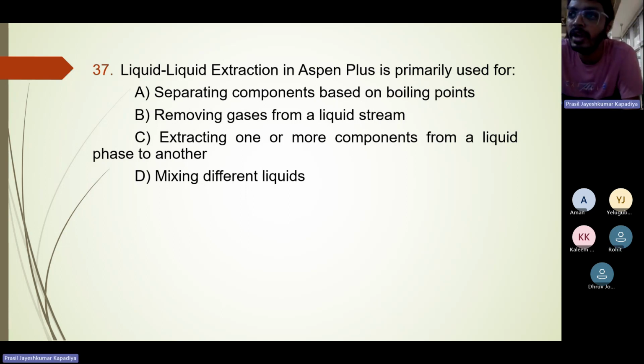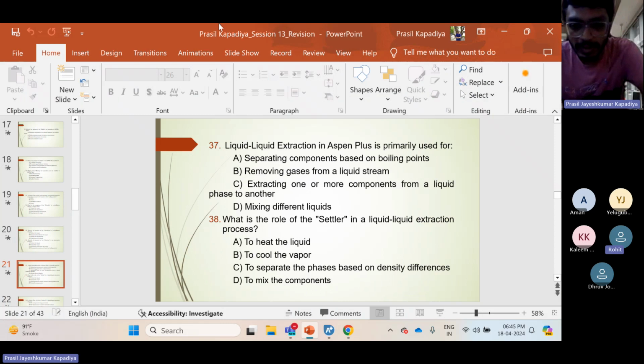Let's say I want to remove traces of benzene from water. Then also I will. Okay, let me ask another question. I already told the example: removal of benzene traces from water, and you guys told separation of acetone from water.